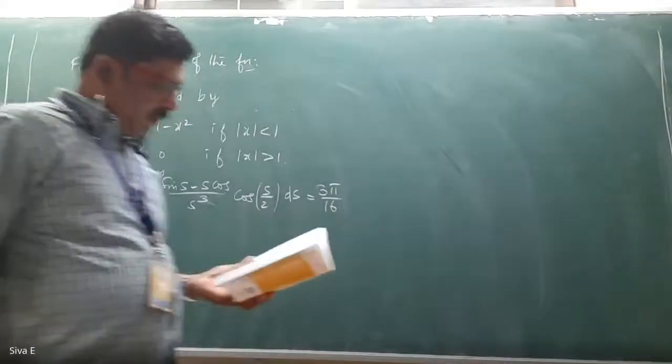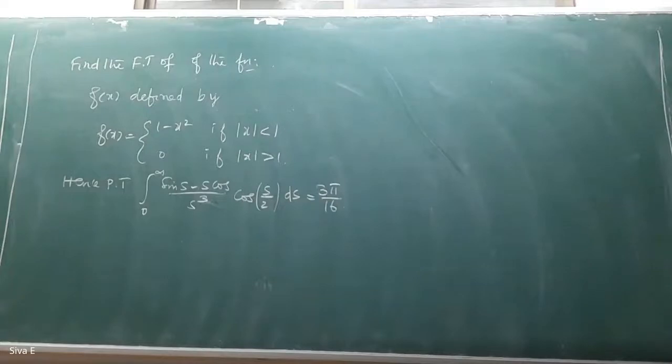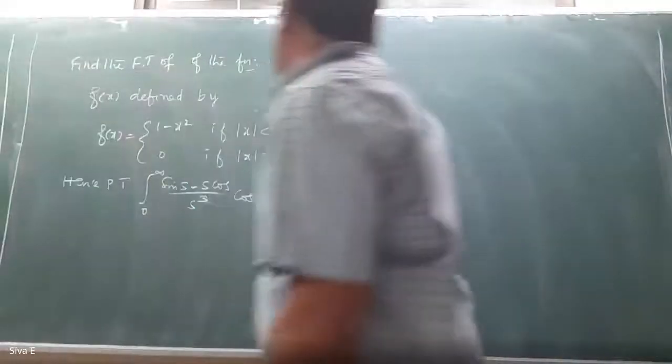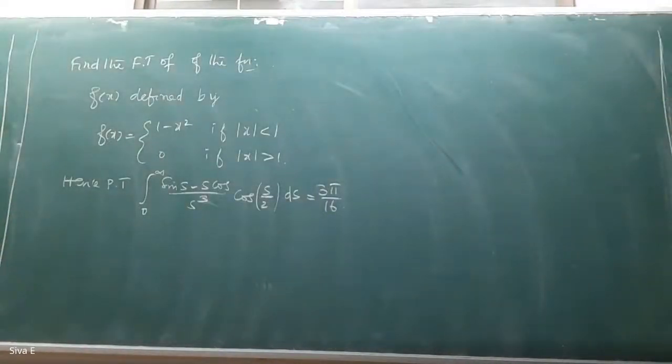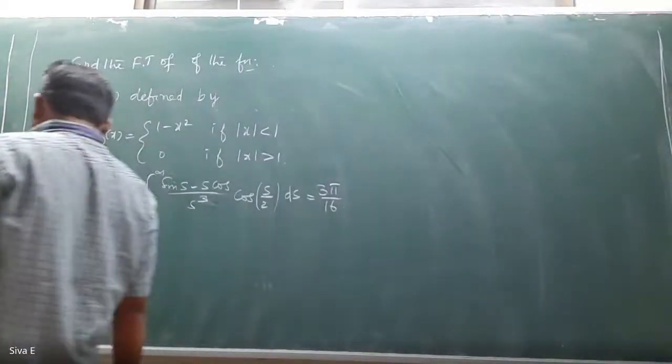So, problem. Find the Fourier transform of the function f of x defined by f of x equal to 1 minus x square if mod x less than 1, 0 if mod x greater than 1. Hence prove that the integral from 0 to infinity of (sin s minus s cos s) by s cube, times cos s by 2, ds, equals 3 pi by 16. Write the solution for this.